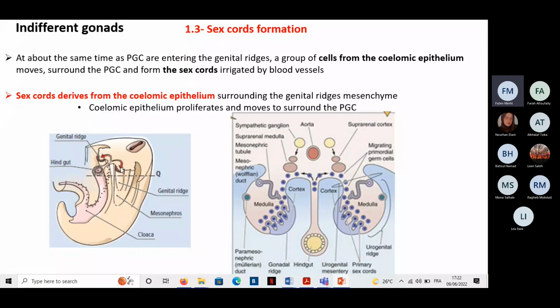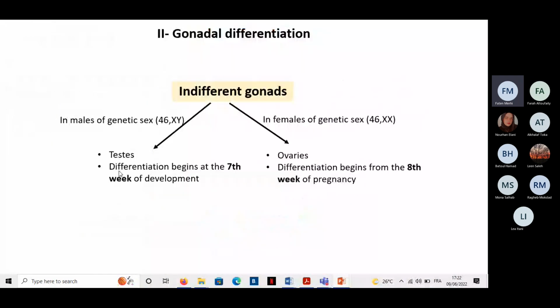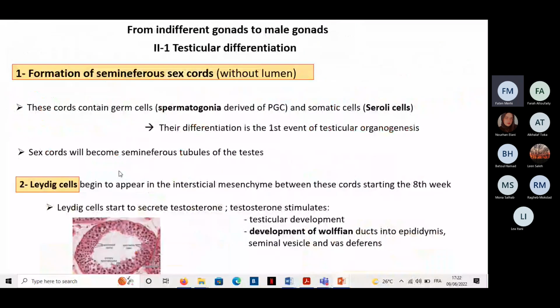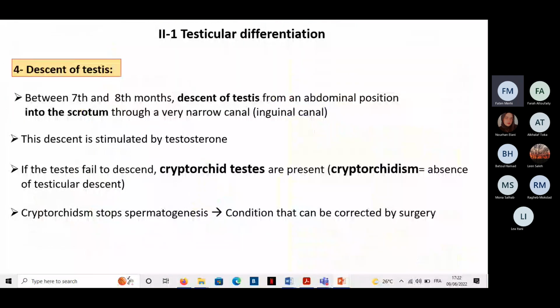So, but first of all, they are formed in the abdominal cavity, and then they should descend from the abdominal cavity to be localized in the scrotum. Okay, that's why we are talking about the descent of testis. Okay, between the 7th and the 8th months of pregnancy, the fetus should have a descent of testis from the abdominal position into the scrotum.